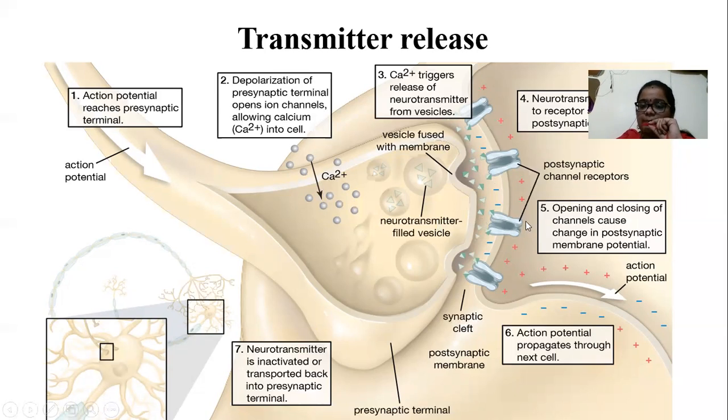Then afterwards, what will happen? There is an opening and closing of channels, the channels which are present in the receptor. Depending upon the kind of channel opening or closing, action potential changes occur in the postsynaptic neuron. Then after the action potential, it is propagated through the next cell. After that, the neurotransmitter is inactivated and transferred back into the presynaptic nerve terminal. Okay, so this one is the second step.